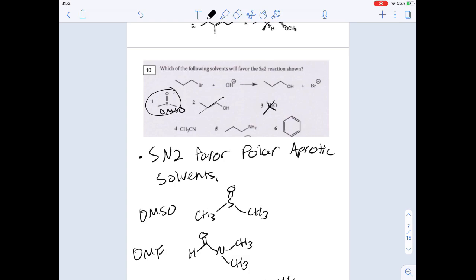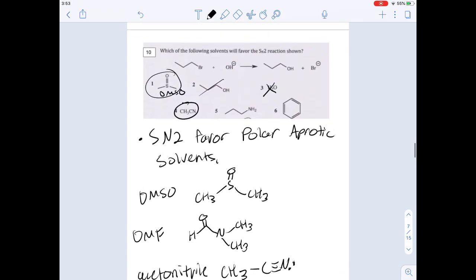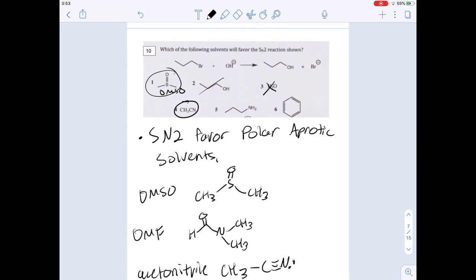Number 3 is a polar protic solvent that we see in SN1 reactions. Number 4 is the structure of acetonitrile. It's just the shortened version. So 1 and 4 are looking pretty good. 5 is not one of our polar aprotics, and 6 is not polar at all. So the answer to number 10 is going to be 1 and 4.